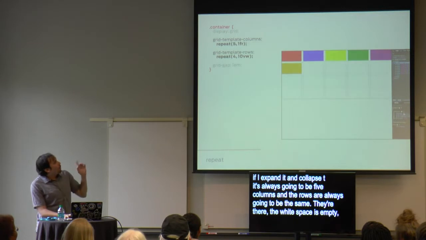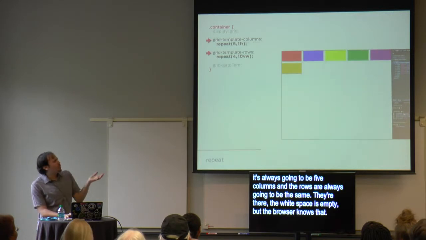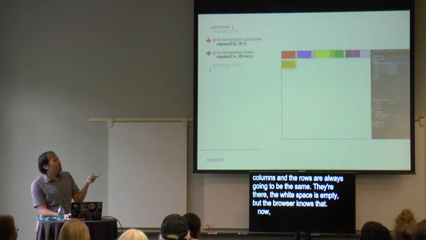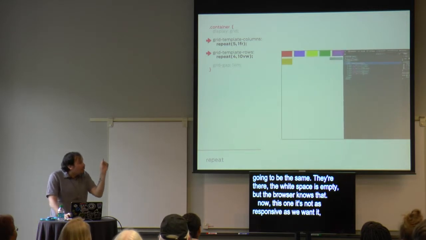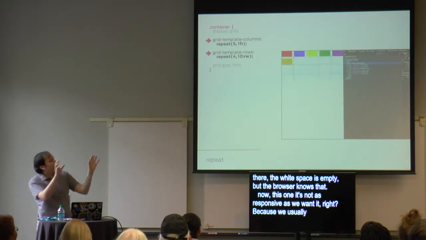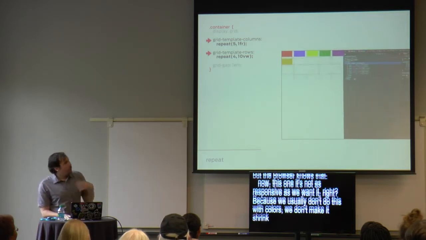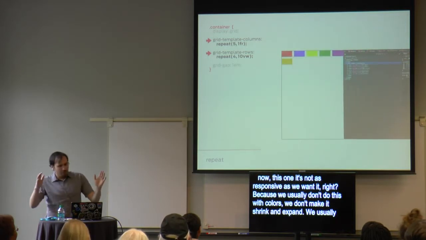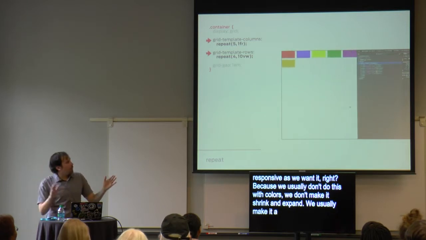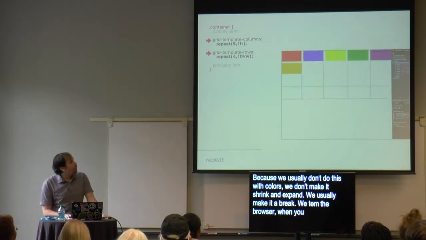Now, this one is not as responsive as we wanted, right? Because we usually don't do this with galleries. We don't make them shrink, and then we don't make them expand. We usually want them to break. And for that, we usually use media queries. We tell the browser, hey, when you get to this point, please stop growing, stop shrinking, just bring it to the next line.